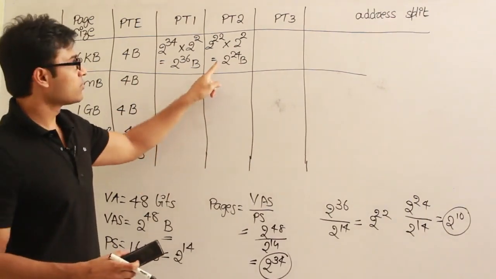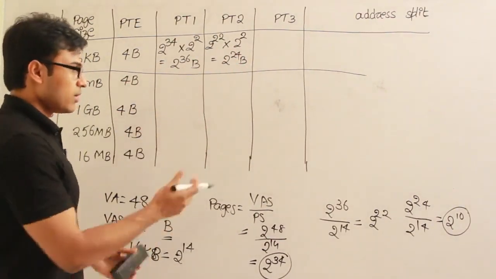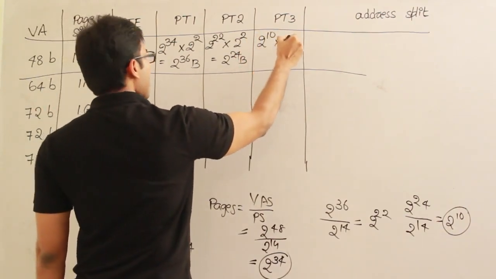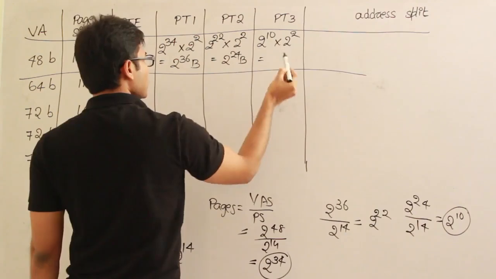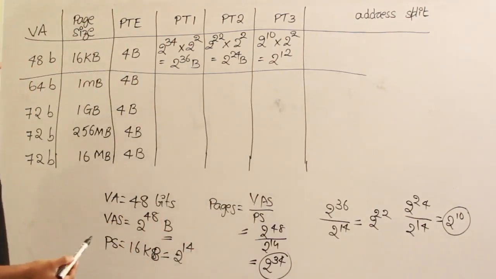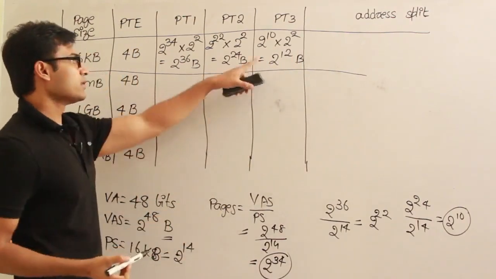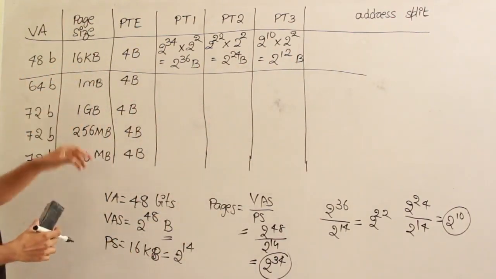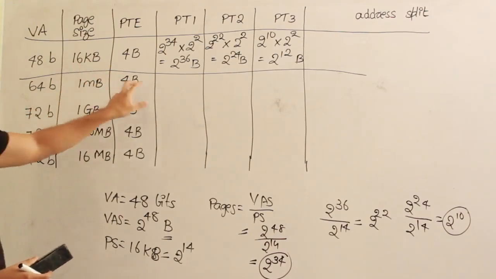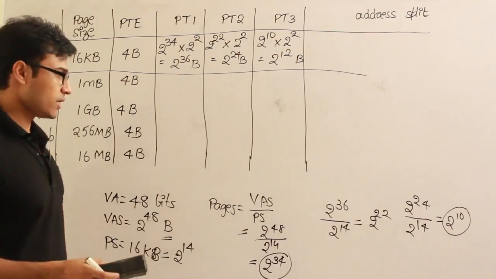If this one contains 2 power 10 pages, then how many entries will be there in the next level? 2 power 10, right? Therefore 2 power 10 entries will be there, and size of each entry is 2 power 2, which is 4. Therefore it is going to be 2 power 12. Got it? 2 power 12 bytes. Finally, this one is going to fit in one page. Why? The page size is 2 power 14, and here I got the page table size is 2 power 12. It is going to fit in one page.